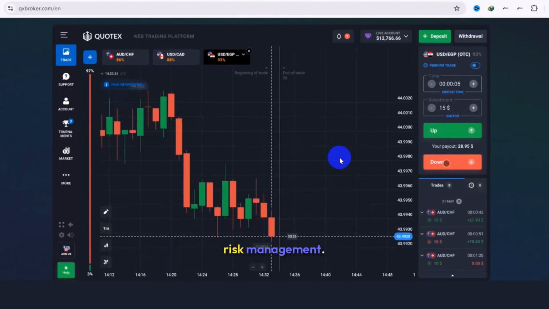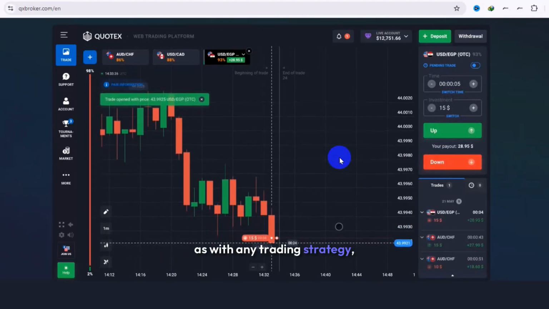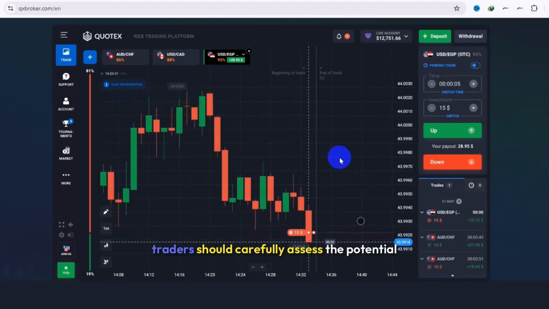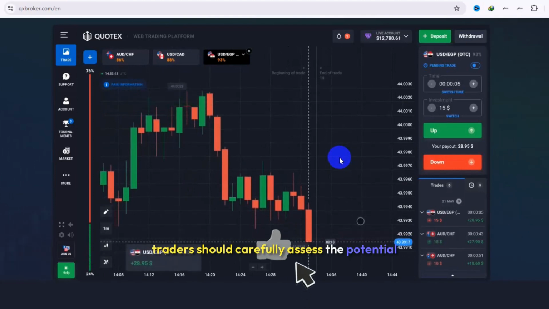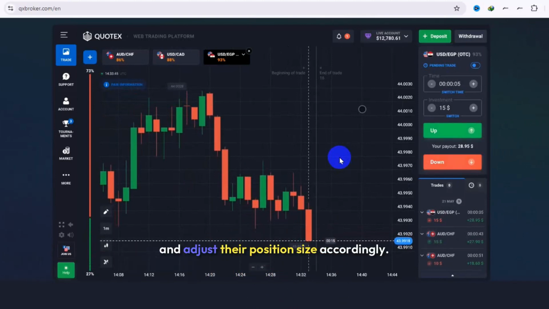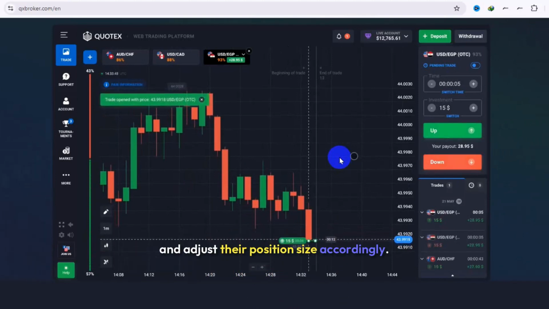Risk management. As with any trading strategy, risk management is essential. Traders should carefully assess the potential risk-to-reward ratio before entering a trade and adjust their position size accordingly.